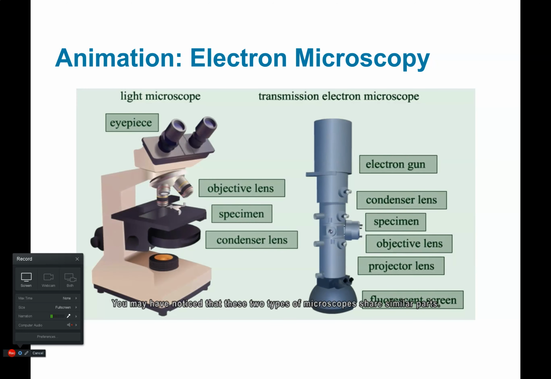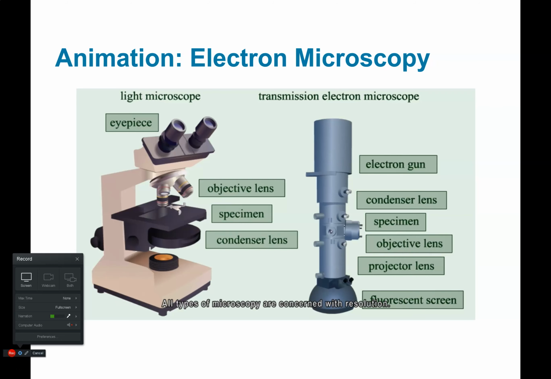You may have noticed that these two types of microscopes share similar parts. Both have a source of light or electrons, a condenser lens to focus this source, and an objective lens to refocus the image. However, you may also have noticed that the path of light is from bottom to top in the light microscope, while the path of electrons is from top to bottom in the electron microscope.